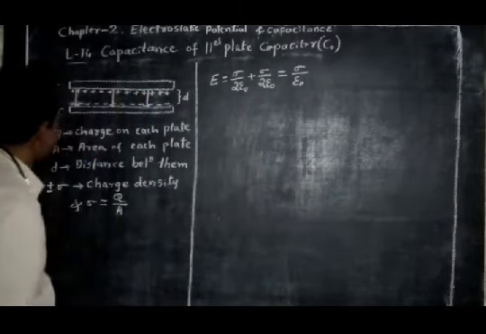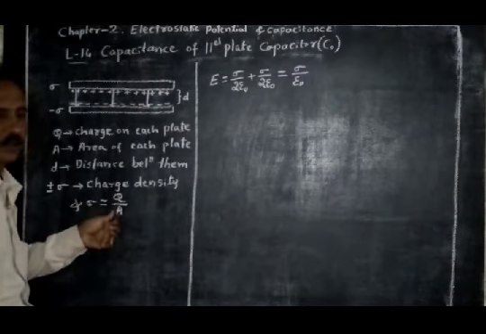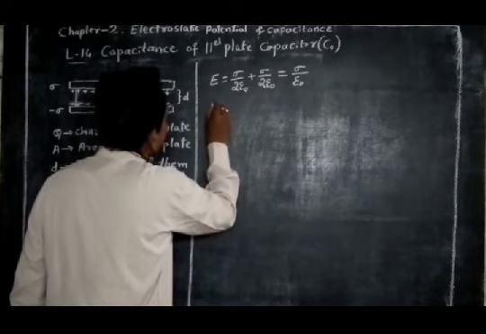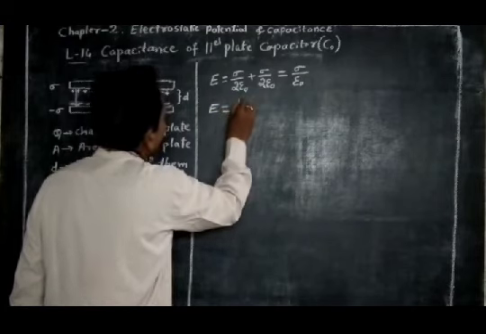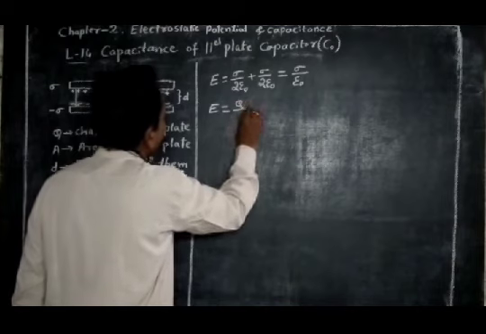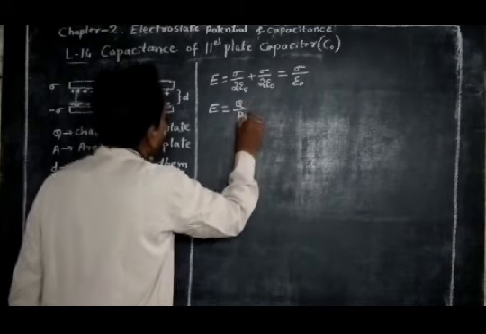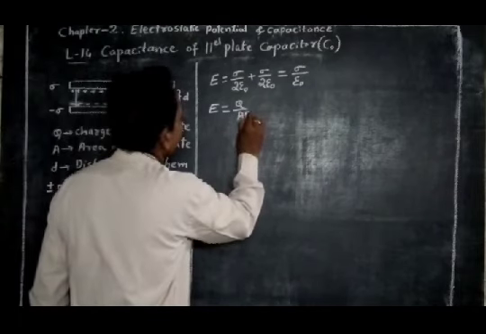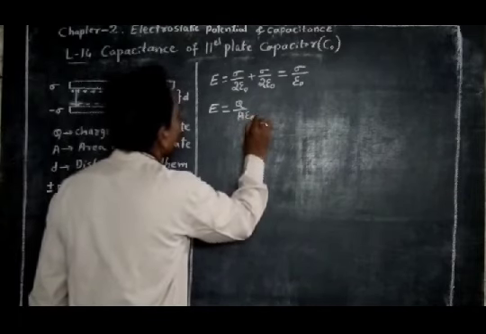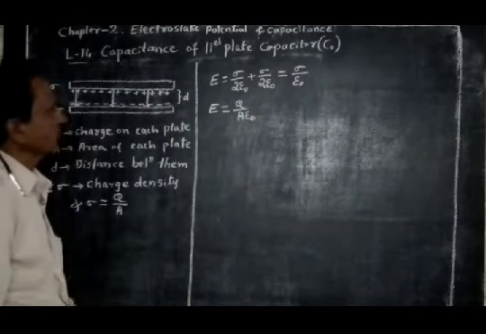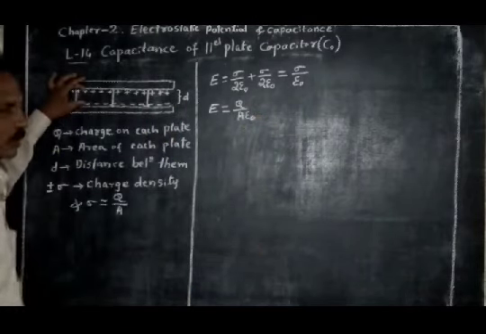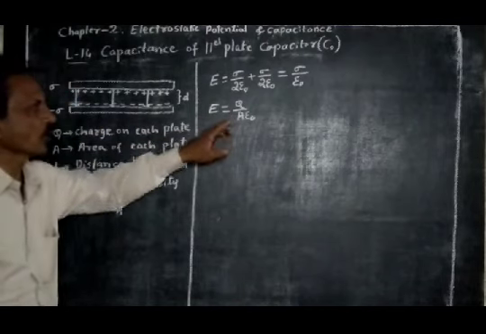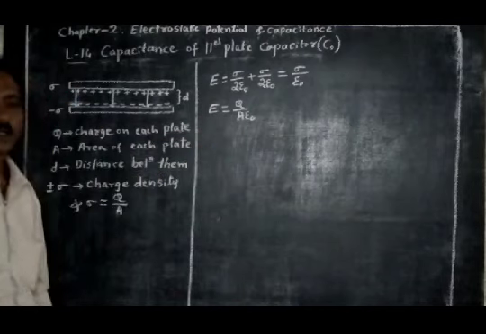But we know that sigma equal to Q upon A. Therefore, E equal to Q upon A into epsilon naught, that is Q upon A epsilon naught. It is the electric field at any point between these plates: Q upon A epsilon naught.